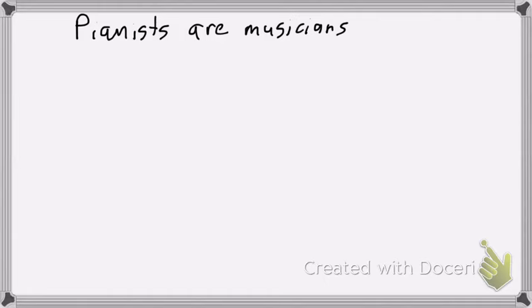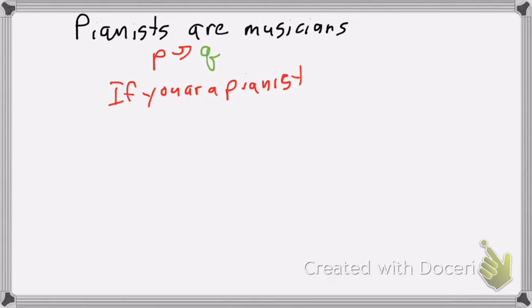Okay. So what we want to do is we want to turn it into an if-then statement. We want to be able to turn it into a conditional. And that is going to be if you are a pianist, switch over to our conclusion, that's our hypothesis. So we take the whole group of people who are pianists and we say, then you are a musician. And that is true. All pianists are musicians to one extent or another. You can't play the piano without making music.